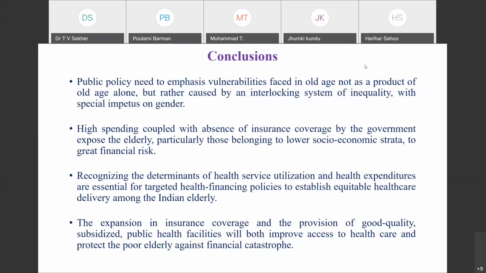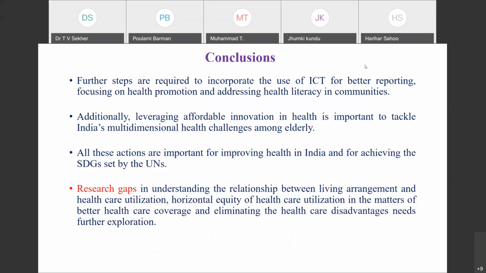Thus, recognizing the determinants of health service utilization and health expenditures is essential for targeting health financing policies to establish equitable healthcare delivery among Indian elderly. Further steps are required to incorporate the use of ICT, information communication technology, for better reporting and focusing on health promotion and addressing health literacy in communities.